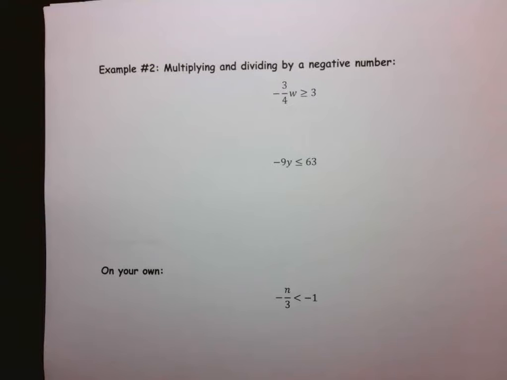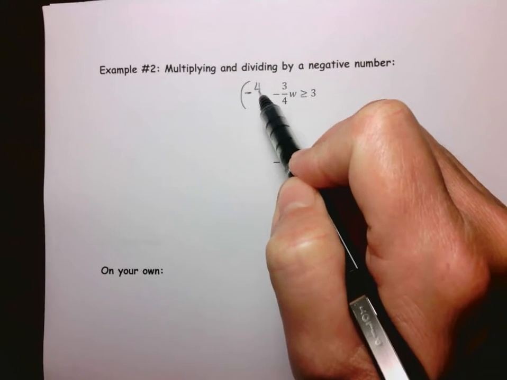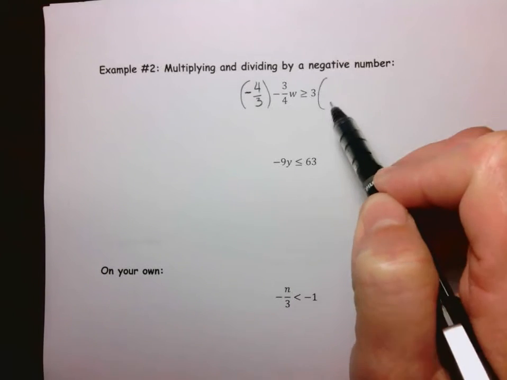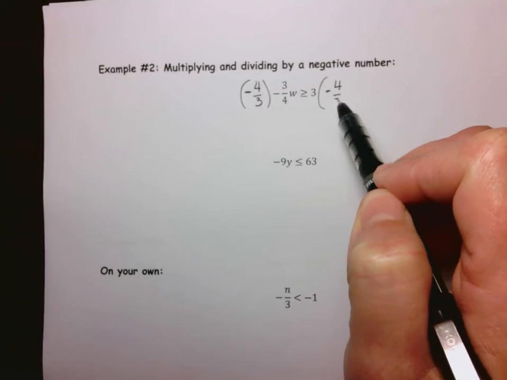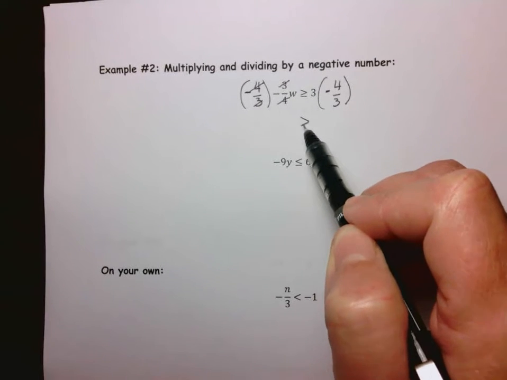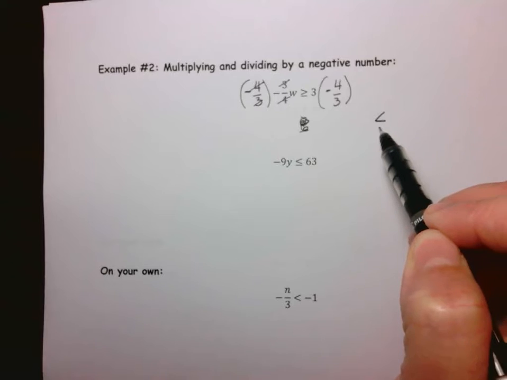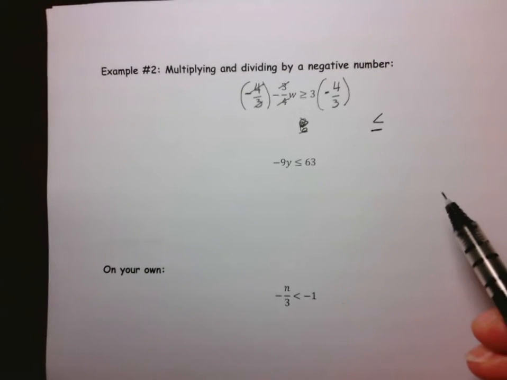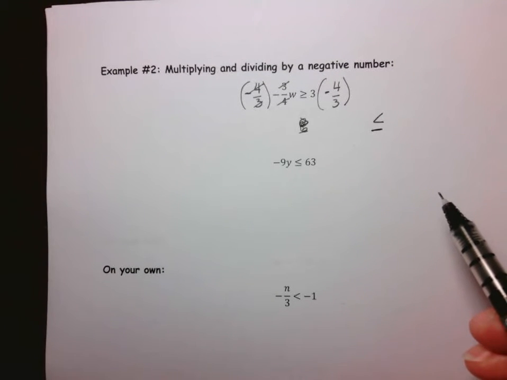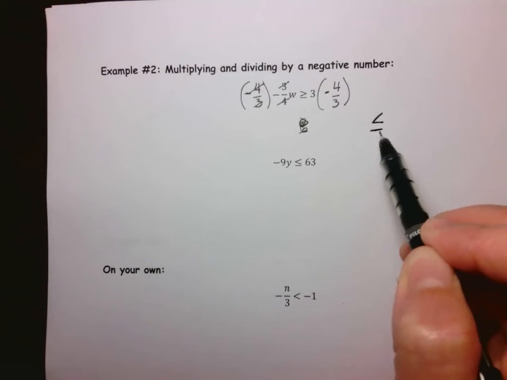I want to isolate my variable, so I'm going to multiply both sides by the reciprocal. When I do so, I need to flip the sign. Why do I need to flip the sign? Because I just multiplied both sides by a negative number. So go ahead and flip the sign first. Then go ahead and finish solving.